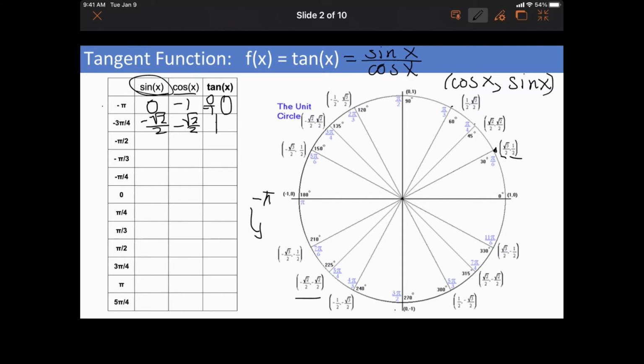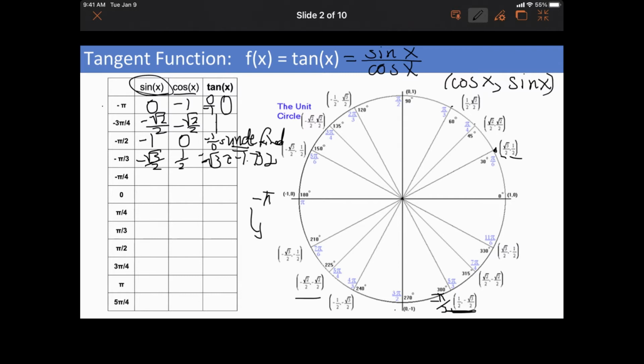Over here, this is negative 1 and 0. That's negative 1 over 0. Well, when you divide by 0, can you? Nope. So this is undefined. That's long, usually I just write U and D. Pi over 3, which is over here, negative pi over 3. So 5 pi over 3, which is the same as negative pi over 3. This would be negative root 3 over 2 and half, which is negative root 3, which is approximately negative 1.732.